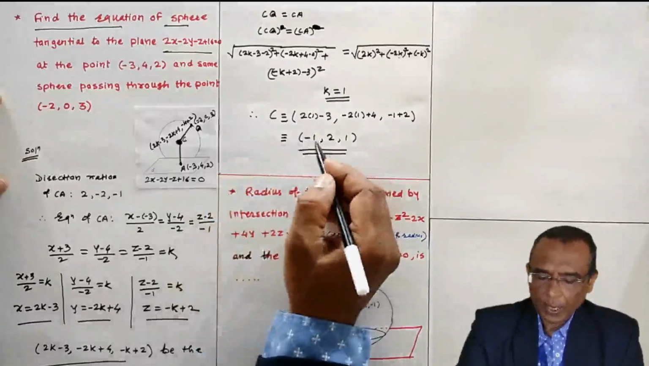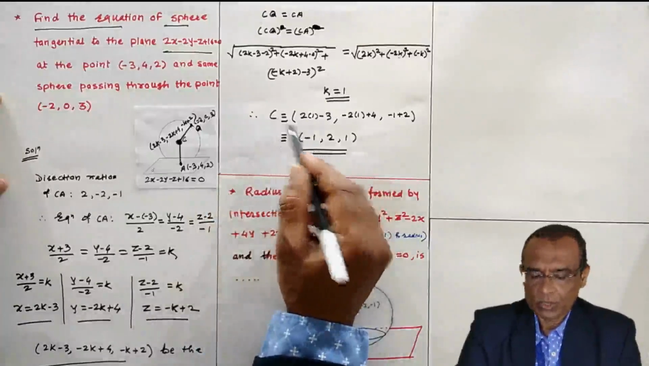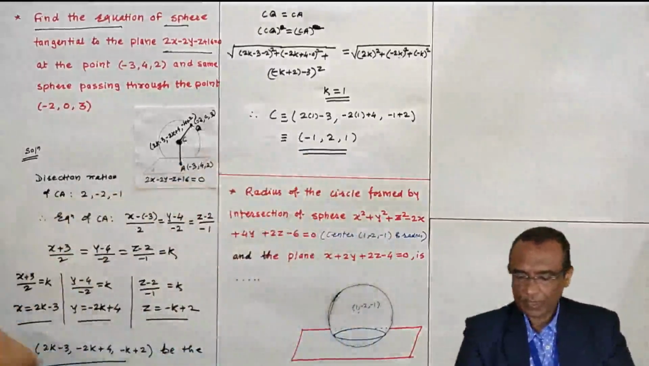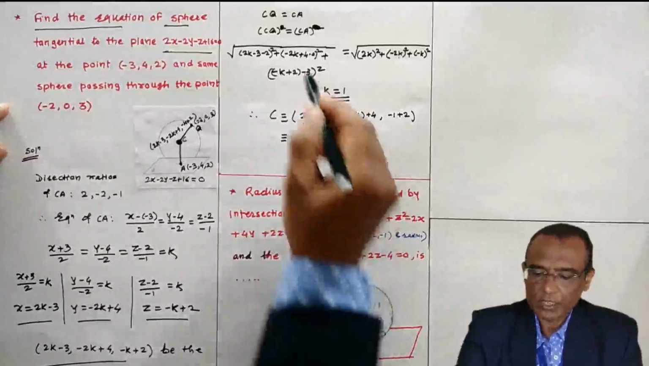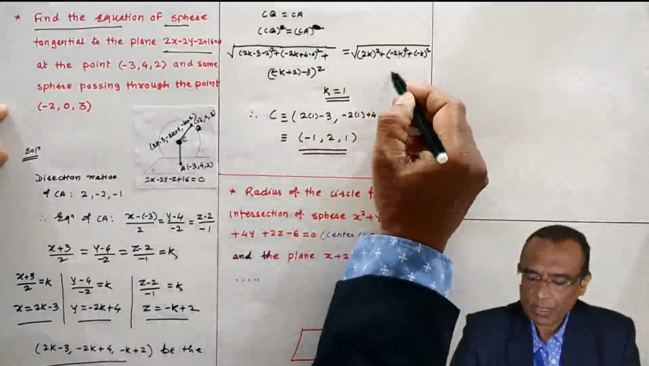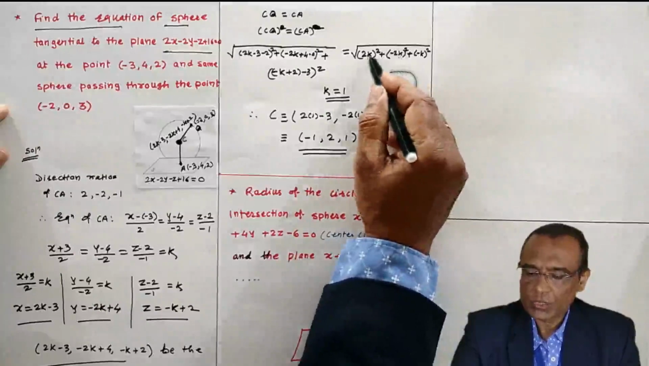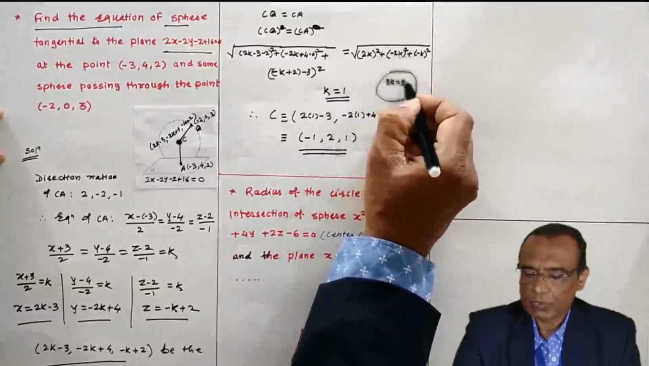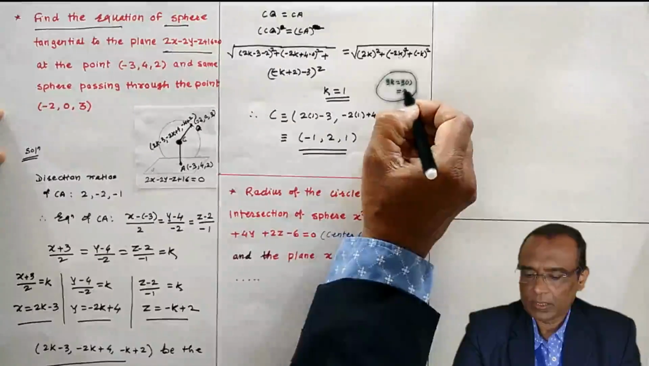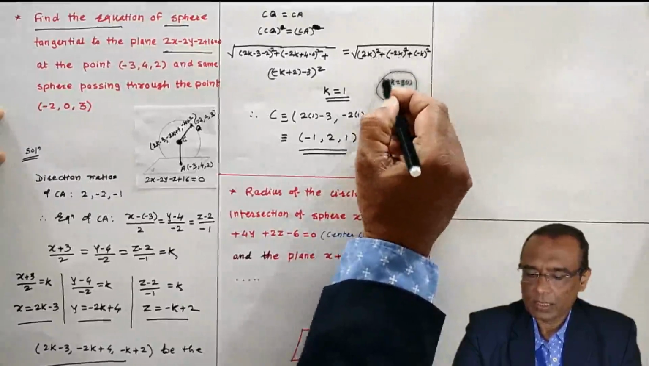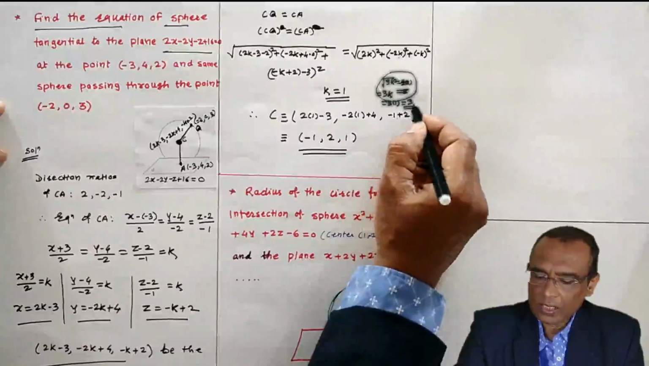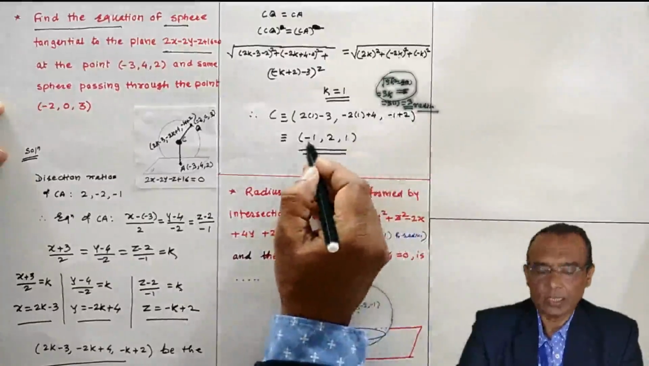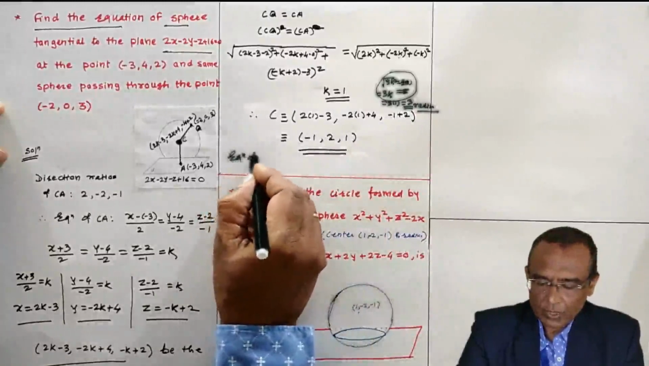Once you get the center and the radius, you can get the equation of the sphere. And what is the radius of the sphere here? This CA is the radius of the sphere, which I am writing here. This is 4k squared, 4k squared and k squared, which is 9k squared, and here k is 1. The square root of 9 is 3. This is the radius. The radius is 3 and the center is this one. Then you can write the equation of the sphere.